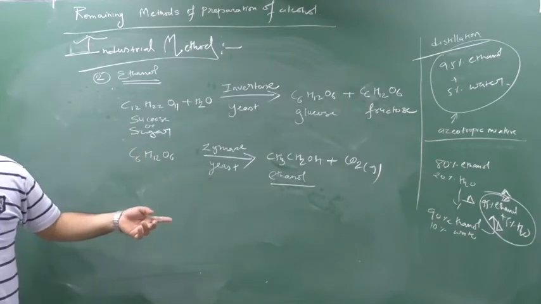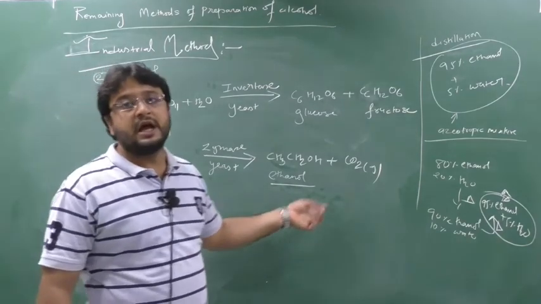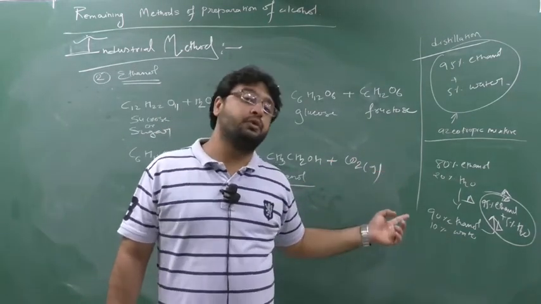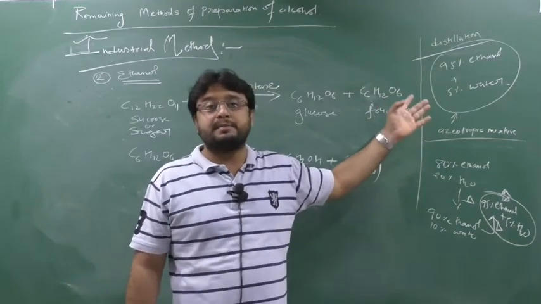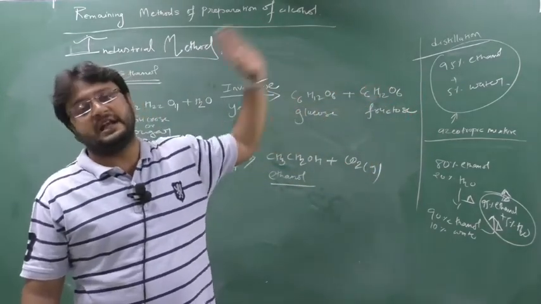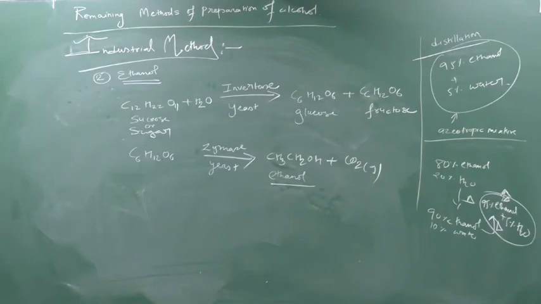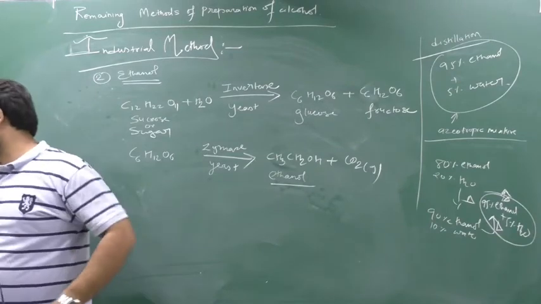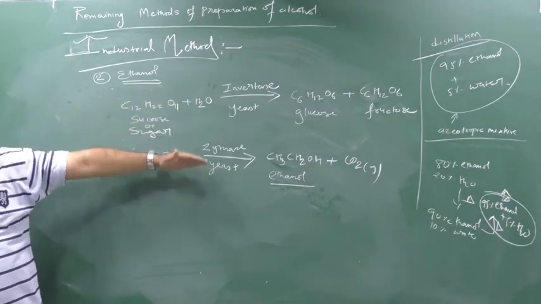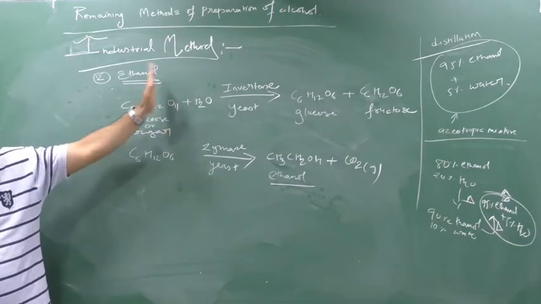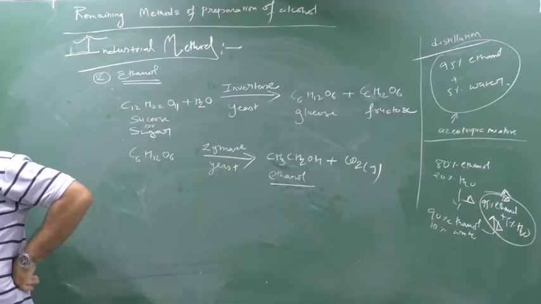Understood? So how much percentage of ethanol is finally obtained on distillation? 100% ethanol cannot be obtained. We will obtain the azeotropic mixture of 95% ethanol and 5% water. So maximum how much purity of ethanol can you obtain? 95%. Clear this part? So write this down. Write down some sentences.